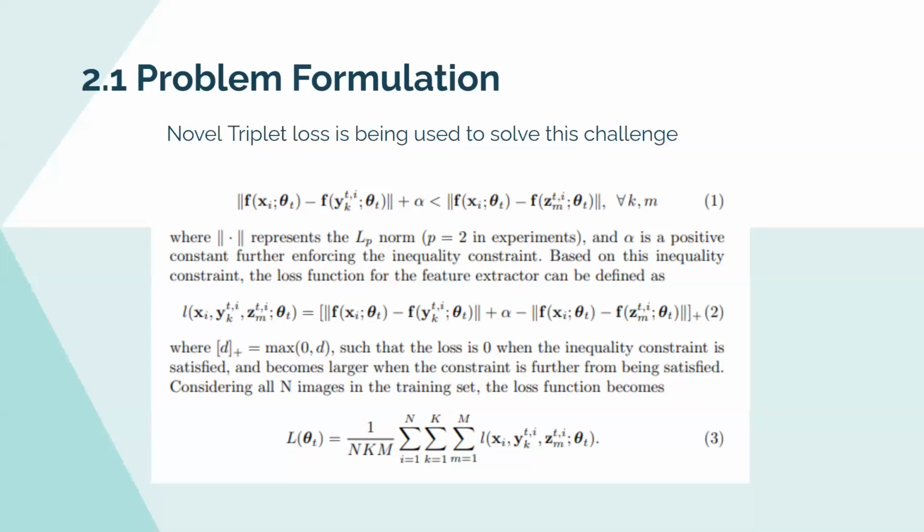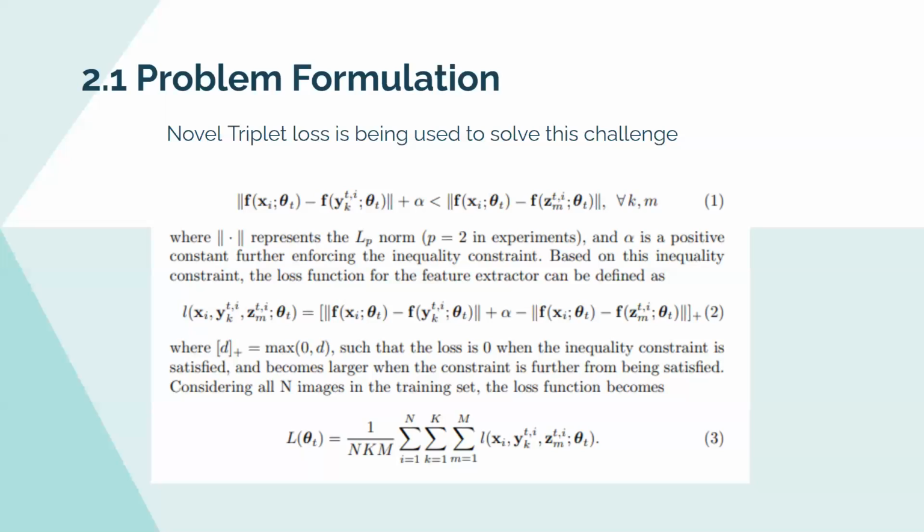So we need to make sure that the distance between the image and its same-class nearest neighbor, same class is the keyword here, must be less than the distance between the image and its different-class nearest neighbors. This is what we have to make sure. And by moving it to this side, we get the loss function, which is zero when the constraint is satisfied.